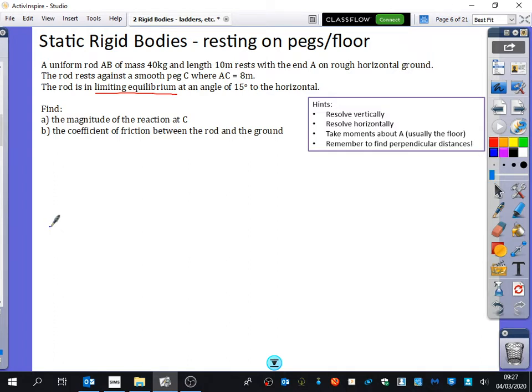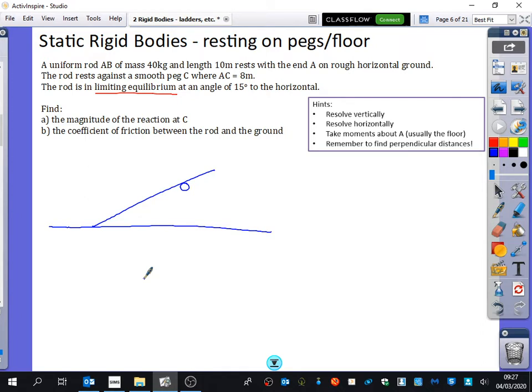So I'm going to start off by drawing a diagram where I have the floor and I have the rod that is like this, and it tells me that the rod is resting on a peg that looks like this, and a peg is something that we model as being round. So what's happening here is like this. If we just use this as an example, this is the floor, this is the rod that is resting on it, and my finger here is representing the peg. So you can see this is the representation of what's actually happening here.